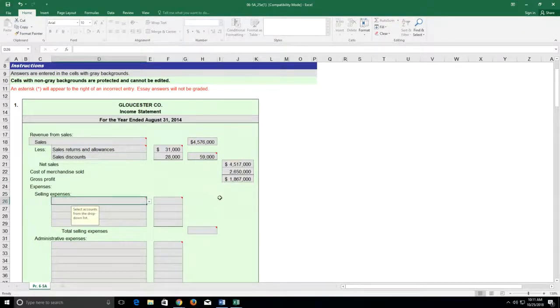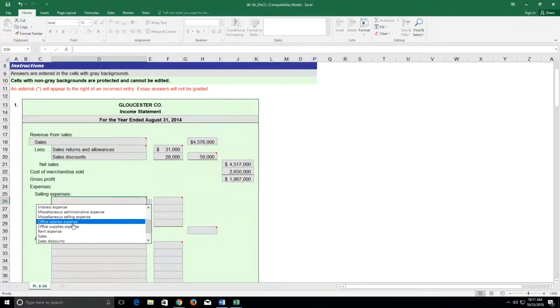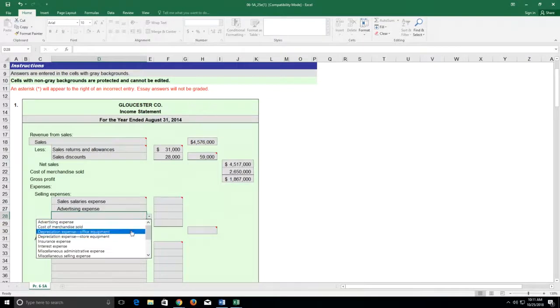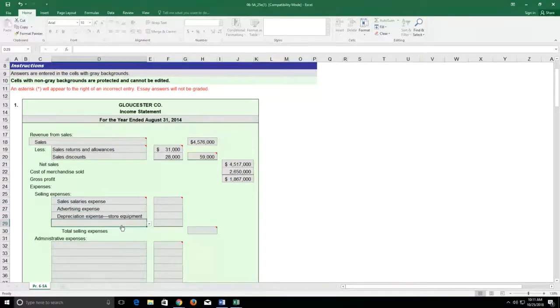Okay, so now we're going to handle our expenses. We've broken our expenses down to selling and administrative. I like to just drop down and then go fill them in. You can do them however you want to. Our first expense is sales salaries. Our next expense is advertising expense. Our next expense is depreciation store equipment. And then good old miscellaneous selling. We always list it last.